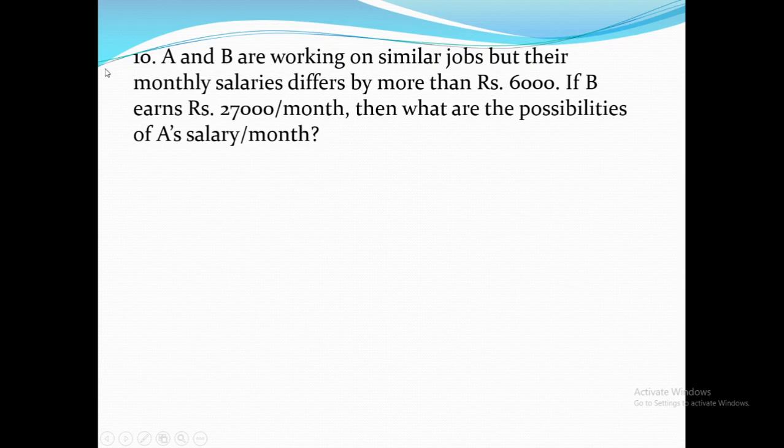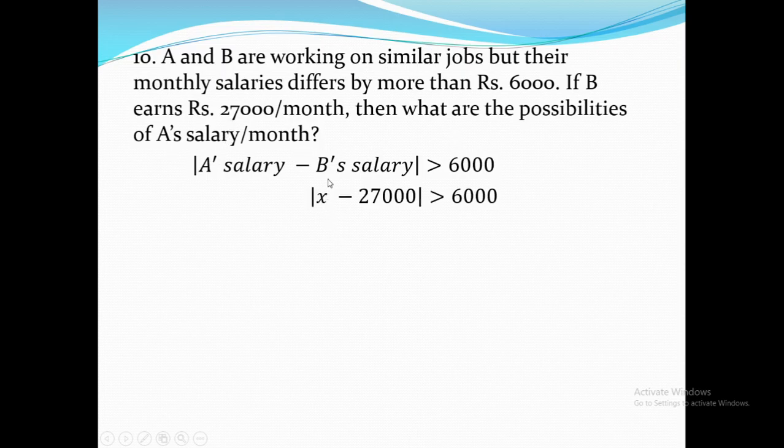So who is getting the highest salary is not known to us. So what I'm going to do is, suppose A is getting more salary means A minus B is positive. Suppose A is getting less salary means A minus B is a negative term. So to avoid that, I'm using a modulus. So modulus of A's salary minus B's salary is greater than 6,000. Can you understand? So this is the way you have to frame it. Now we have to find what? A's salary. So let that be X. B's salary is given in the question, isn't it? What is that? 27,000. So modulus of X minus 27,000 is greater than 6,000.